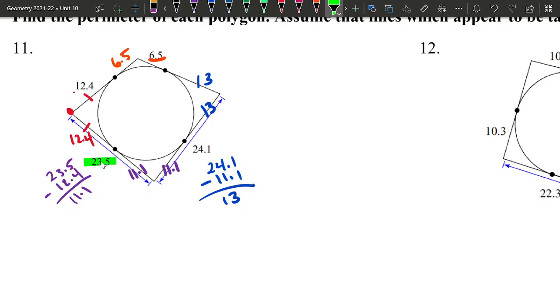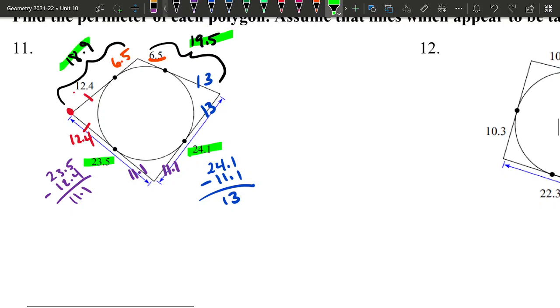So I know that this side is 23.5. I know this entire side is 24.1. So if I add up these two, that's 18.9. And then I can add up these two, and that's 19.5. And then I add the 4 numbers together, and that gets me the total perimeter.